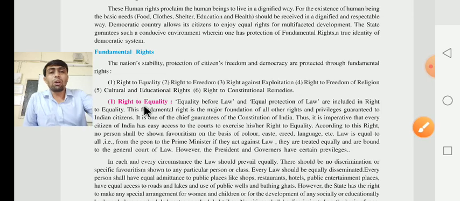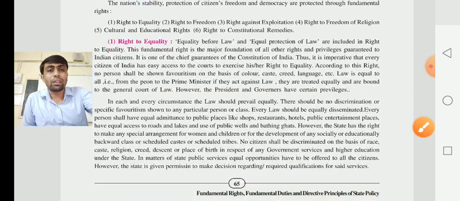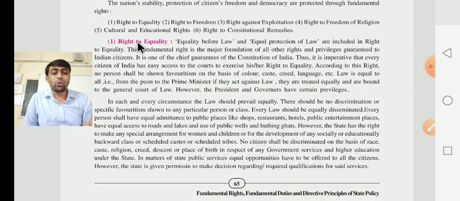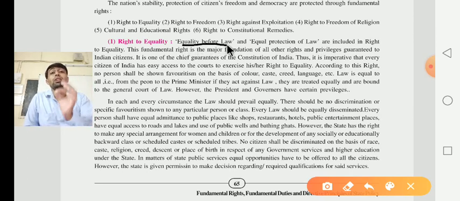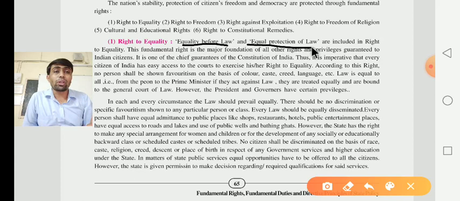First, they have to give about the right to equality. Which one, dear children? Right to equality. Equality before the law and equal protection of the law. Equality before the law means each and every person is equal in front of the law. So equality before the law and equal protection of the law are included in the right to equality. These two things are included in the right to equality.